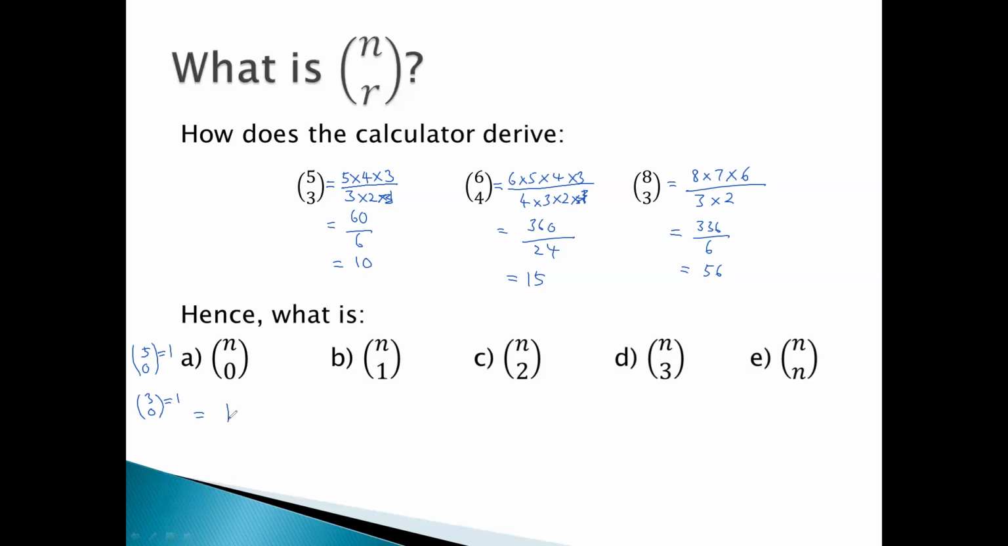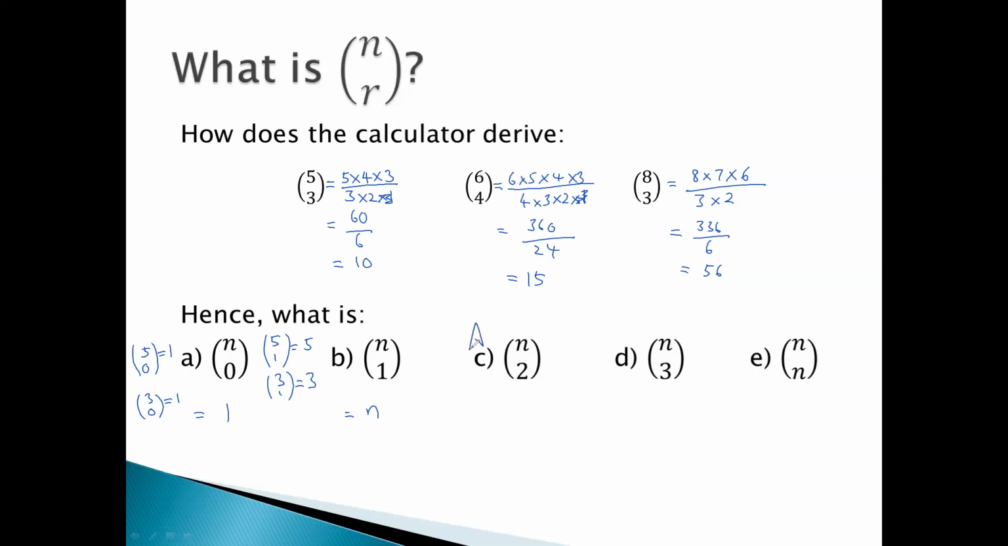All right. Now, next one, n choose 1. You should also know by your expansion what is 5 choose 1 and 3 choose 1. What is 5 choose 1? 5 choose 1 is actually 5 and 3 choose 1 is actually 3. So what do you think is n choose 1? It should be n.